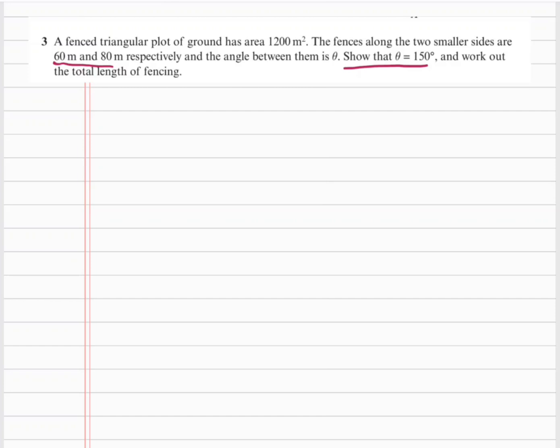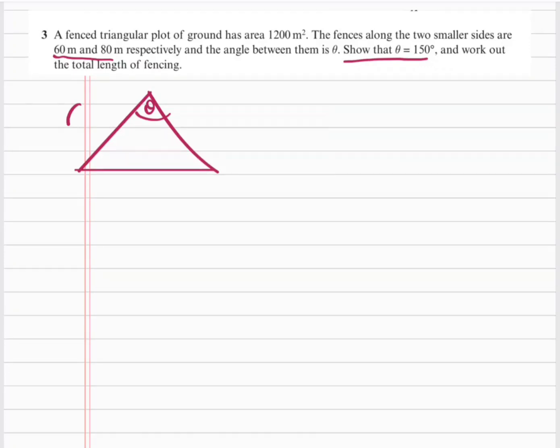All right, so first of all, since the goal is to find the angle first, let's just draw the triangle. So we essentially have a triangle that sort of looks like this, and here is theta, and then here is 60 meters, and now 80 meters. We also know that the area is 1200 meters squared, and now we first want to find theta.